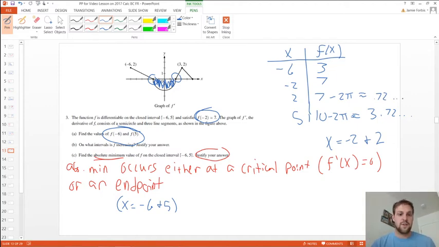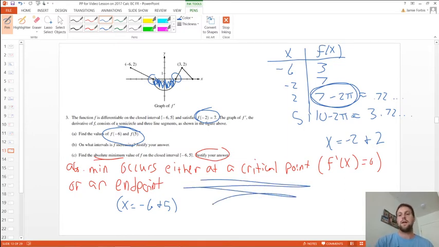It says find the absolute minimum value. Well, the absolute minimum value is going to be 7 minus 2 pi. That's the smallest value of those four numbers. So here we have our justification in red. We have all of our points in the chart here, and the smallest of all those was 7 minus 2 pi. Cool. Let's move on.